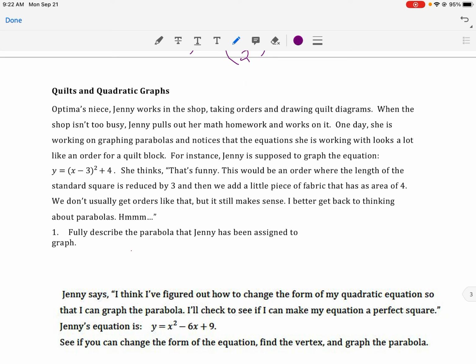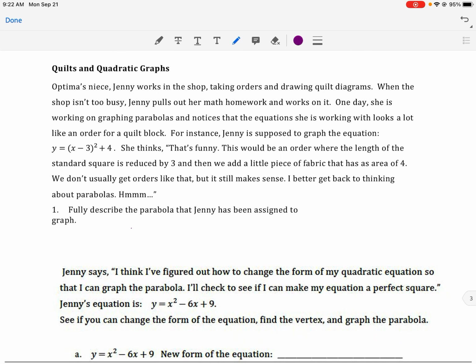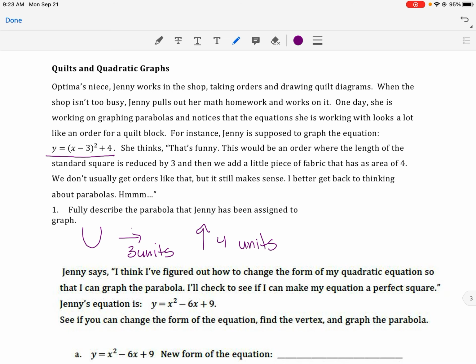Now let's start talking about the graphing. Jenny's niece is at the quilt shop and she is working on some of her homework, and she realizes that what she's been asked to graph, her parabolas, look a lot like these order forms they've been taking in. So if we look at this equation she's given here, y equals the quantity x minus 3 squared plus 4. What do I know about that? Well, I know that this parabola is shaped like this. It's opened up because the a is 1 and it is positive. I know that it has been shifted to the right by 3 units. And I also know that it has been shifted up by 4 units. Thank you to vertex form, right? We can just see all those as soon as we look at it.